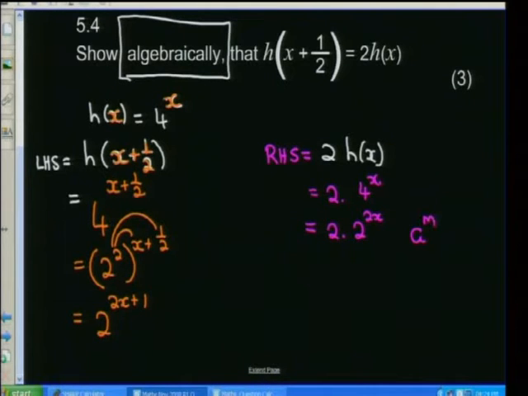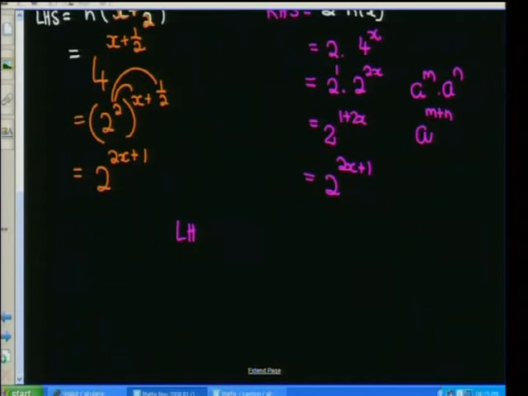says if I have a to the m times a to the n, if the bases are the same, I'd write the a, and then I would add the exponents. So what is the exponent here? It's actually 1. So it will become 2 to the 1 plus 2x. And of course, does it matter if we do it that way? When we're adding, it doesn't matter the order we do it in, so we can reverse it. And then I can conclude that the left-hand side equals the right-hand side.